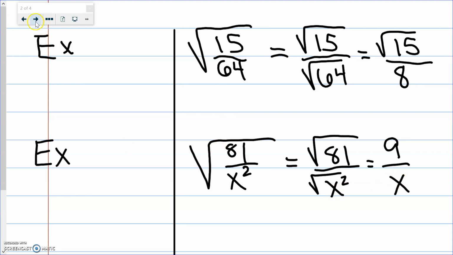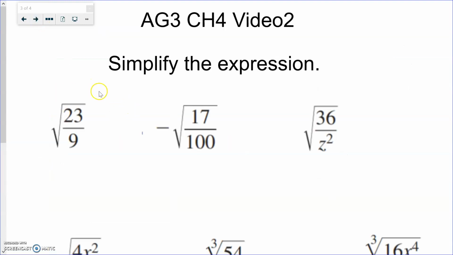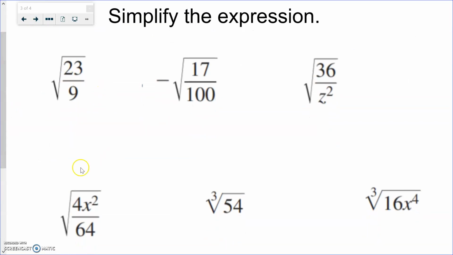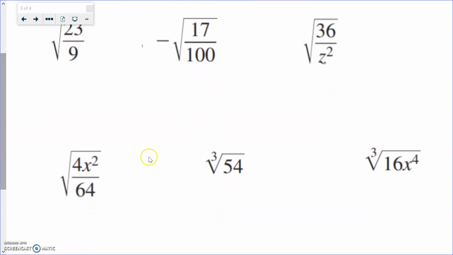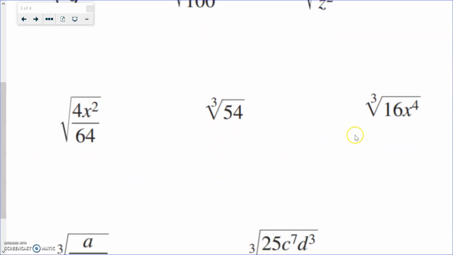So we have some practice problems today. I would like for you to simplify the expressions, applying what we just learned. Notice we go from the square root to the cube root. I also gave you some of those. And so you're taking the cube root of 54, the cube root of 16, x fourth, and we're applying it to some fractions as well.